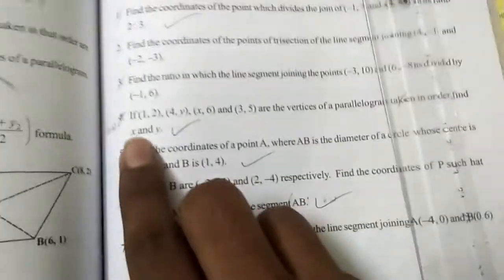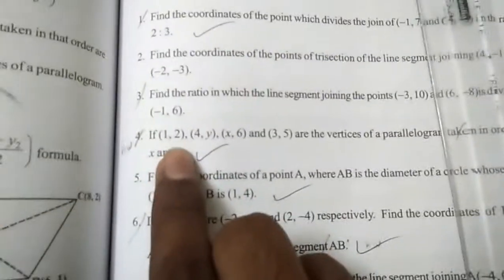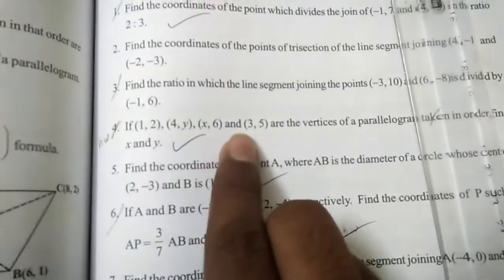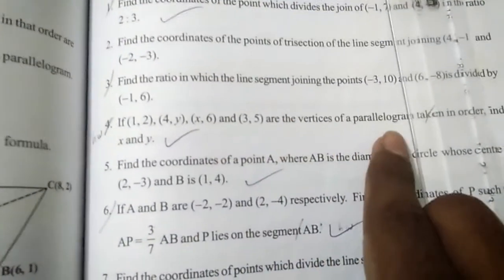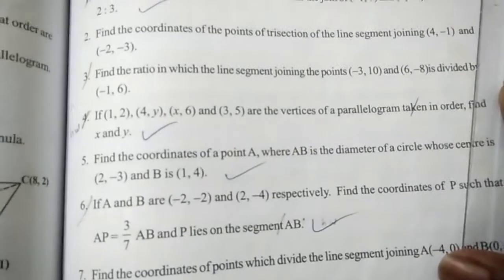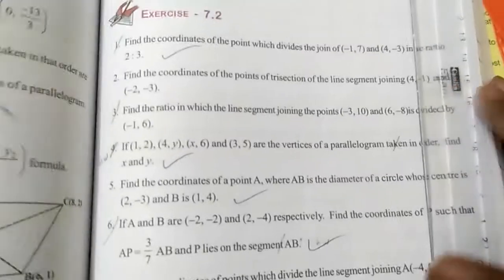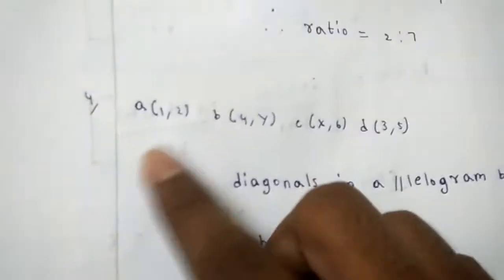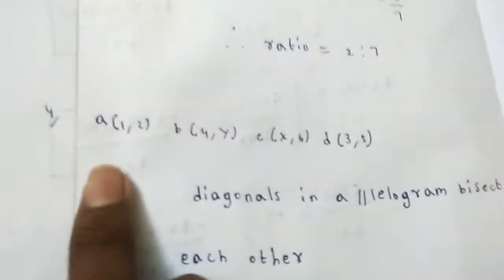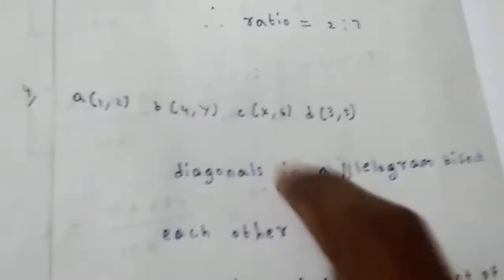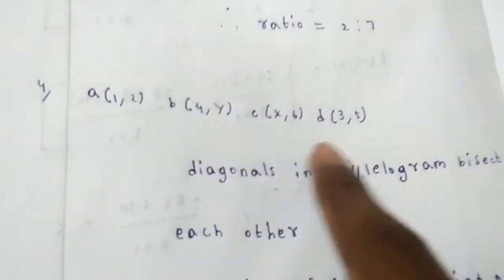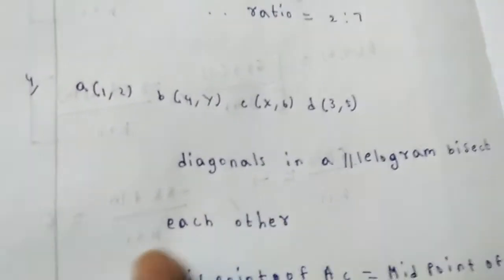Now let us discuss the fourth problem. If (1, 2), (4, y), (x, 6) and (3, 5) are the vertices of a parallelogram taken in order, find x and y. Let us start our problem. The given points, let us consider ABCD: A(1, 2), B(4, y), C(x, 6), D(3, 5).